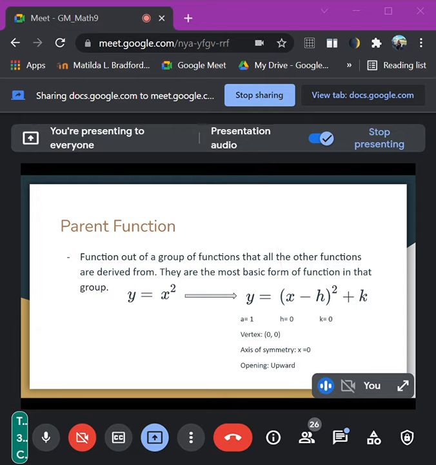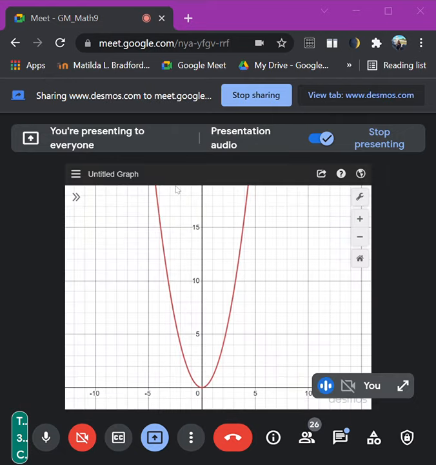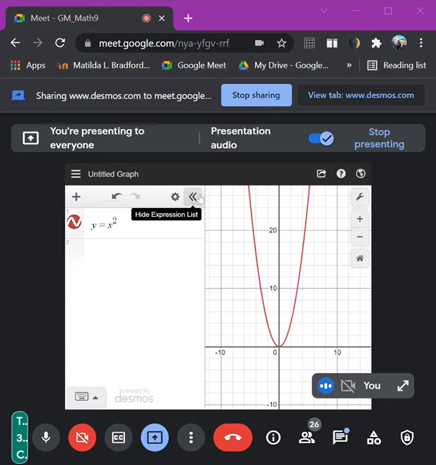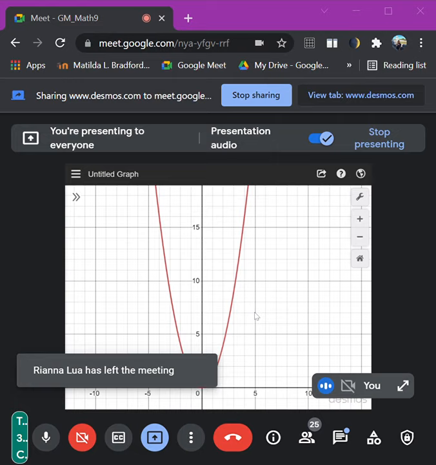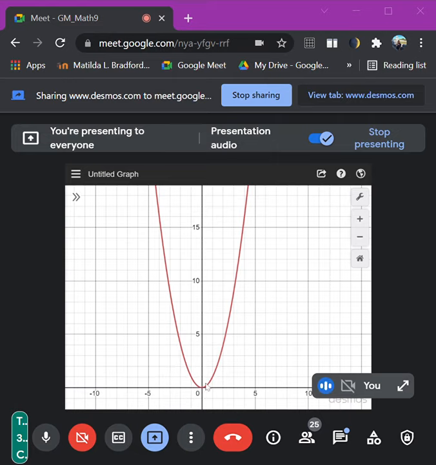So I'm going to change tabs, class, because I'm going to show you the graph for this one. I hope makita ra pod ninyo, no? That is the graph of our y is equals to x squared. By the way, I'm using Desmos in graphing. As you can see, it is in the origin. So this is our parent function, the basis for the changes in a, h, or k.